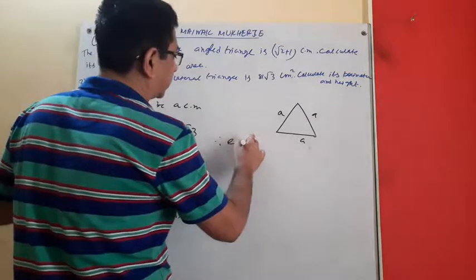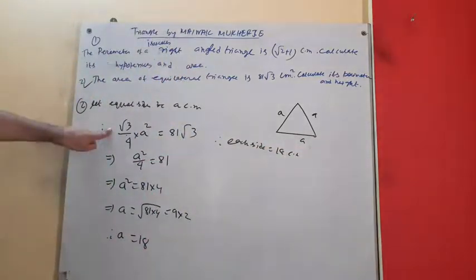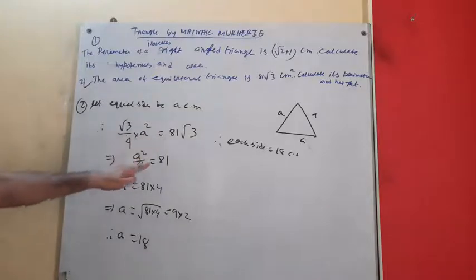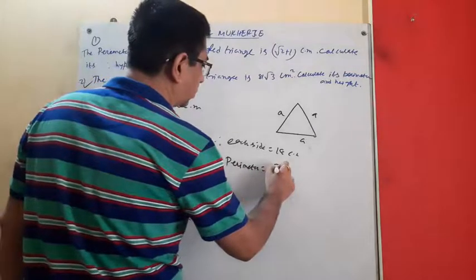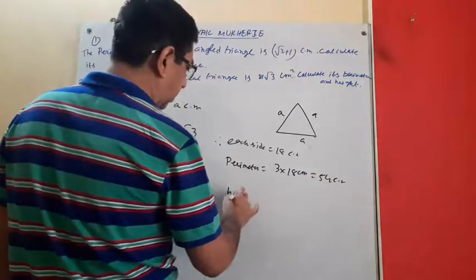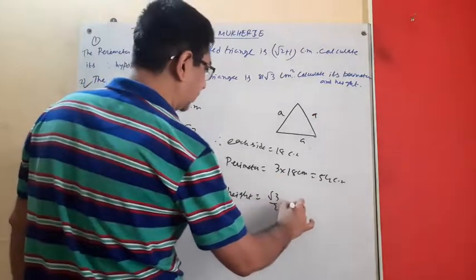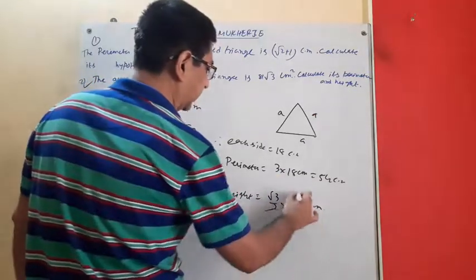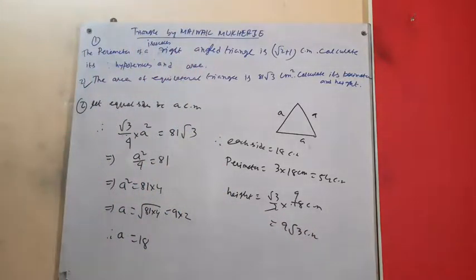So each side is equal to 18 centimeter. Right? Root 3 cancels, 81 into 4, 9 into 2, 18. So each side is 18. Calculate its perimeter. So what is the perimeter? Perimeter equals 3 into side, that is 54 centimeter. Height: what is the height of the equilateral triangle? Root 3 by 2 into side, that is 9 root 3 centimeter. This is the height of the equilateral triangle.